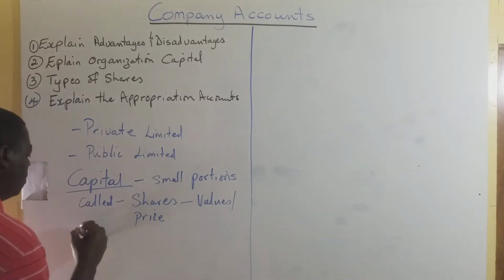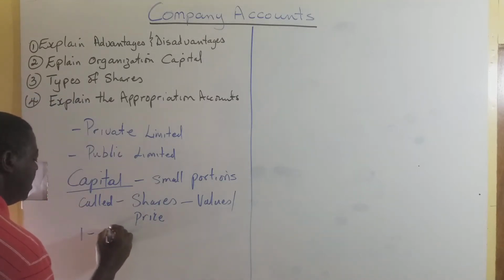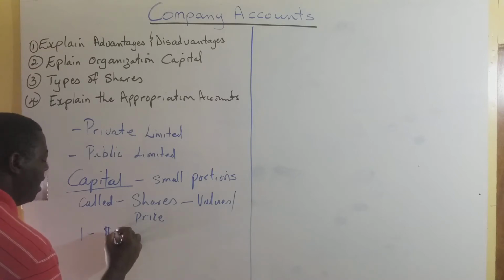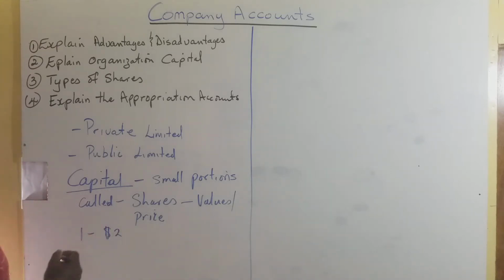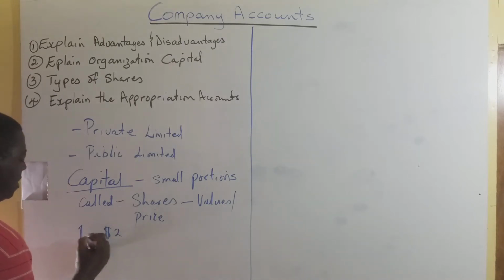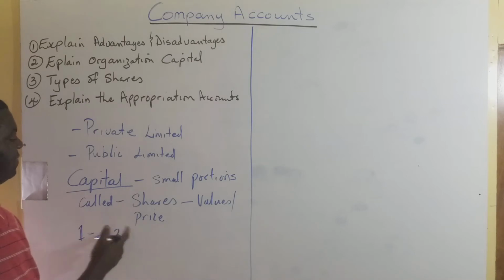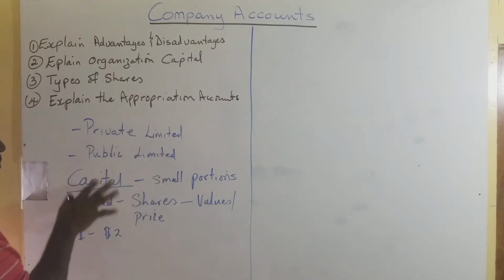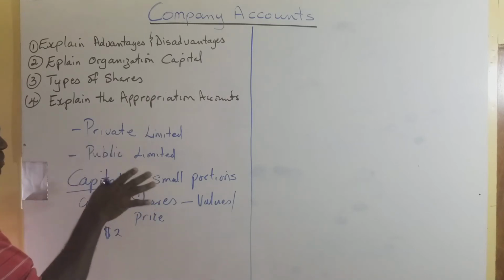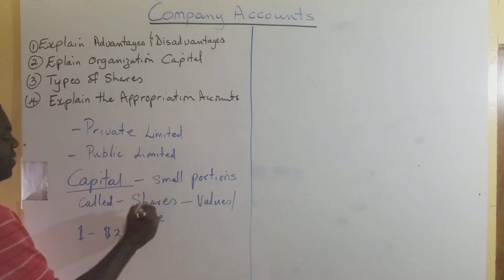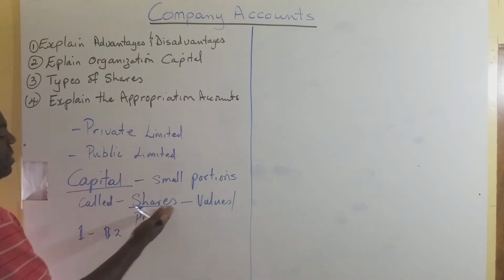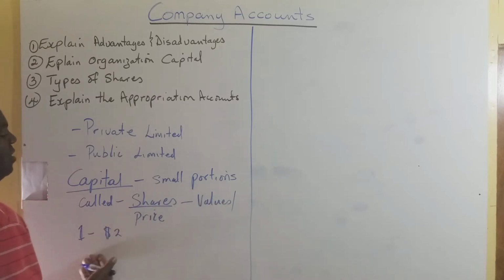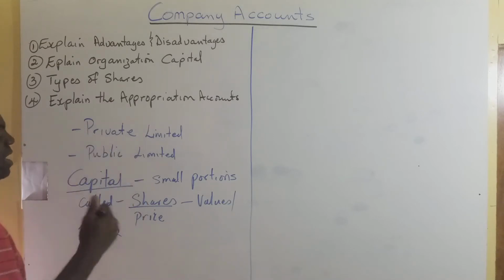For example, one share may cost, let us say, $2. So anyone buying a share will pay $2 for it. That's a price. They divide the amount of capital that they require to operate the company into small portions referred to as shares, and they put a price on each share and then offer it to individuals to buy to become part owners or shareholders.